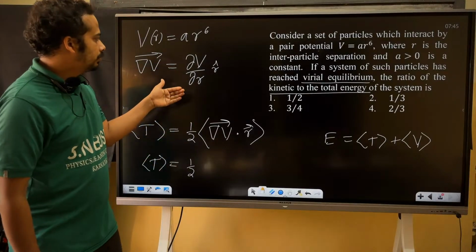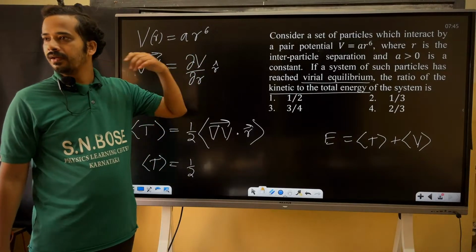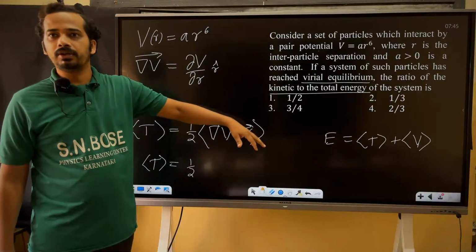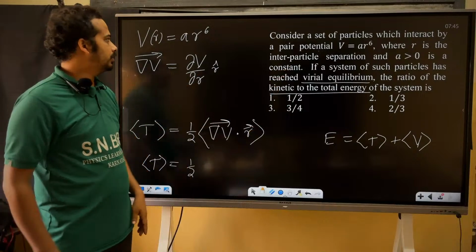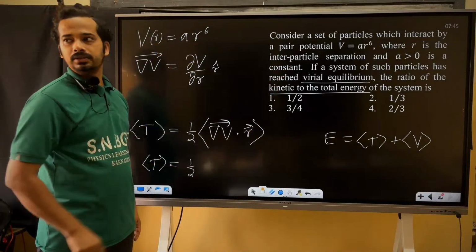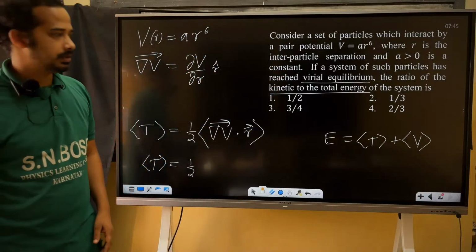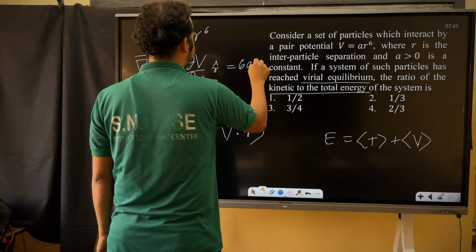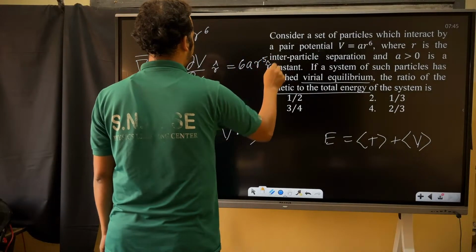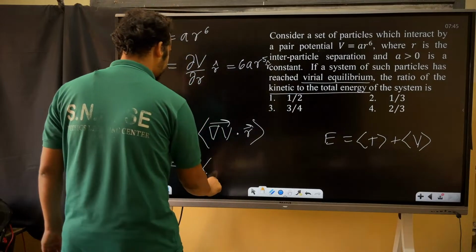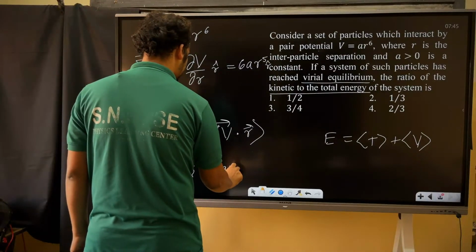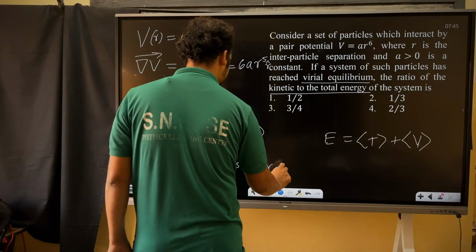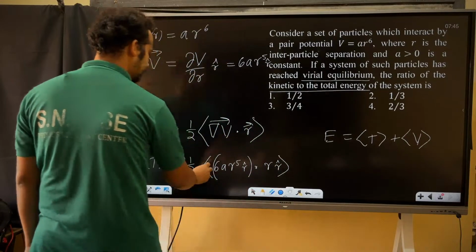Do you remember the gradient operator in spherical polar coordinates? Dou by dou r into r cap, then theta cap by r into dou by dou theta, then dou by dou phi. Those dou by dou theta and dou by dou phi are 0. Why? This doesn't depend on theta or phi, isn't it? So this is nothing but 6a r raised to 5 r cap, dot product with r into r cap. Can I write r vector like this?